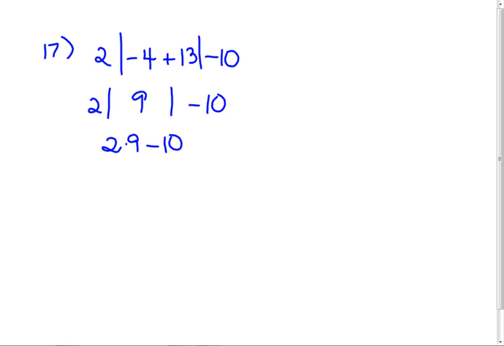Absolute value is not an opposite. It makes it the number without a sign. It's the distance from 0. And I want you to understand distance from 0 because we're going to get to day 2. So this is 18 minus 10, which is 8.